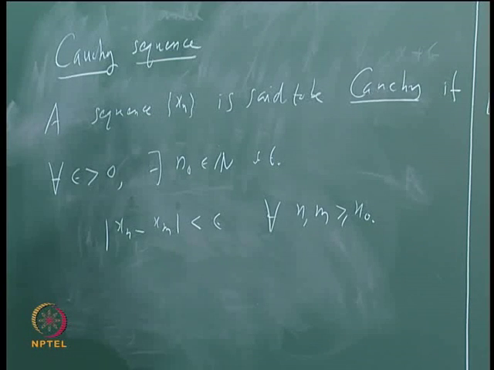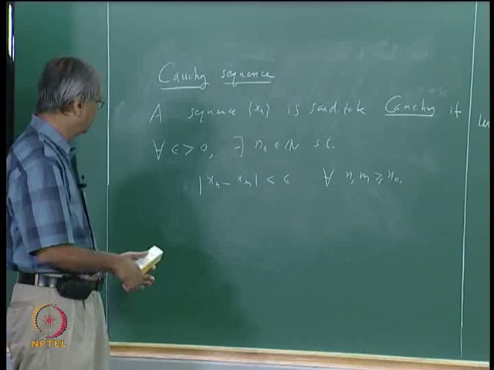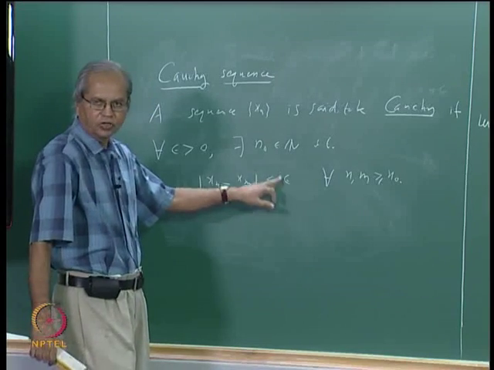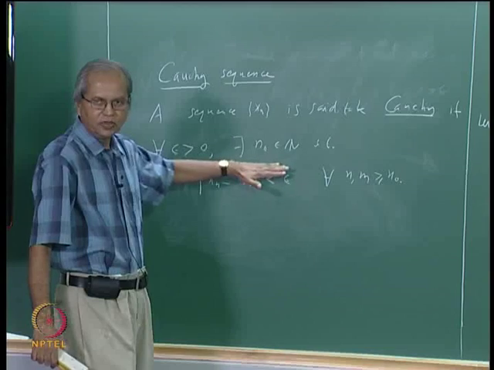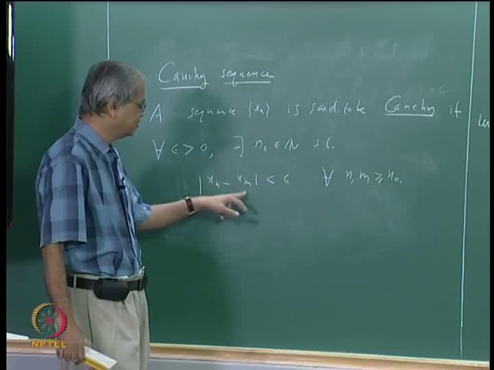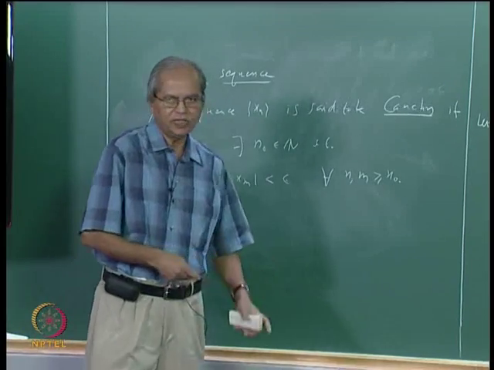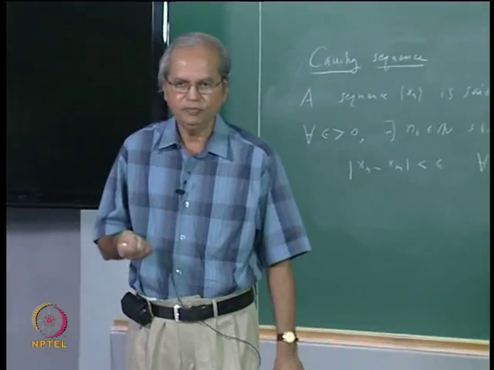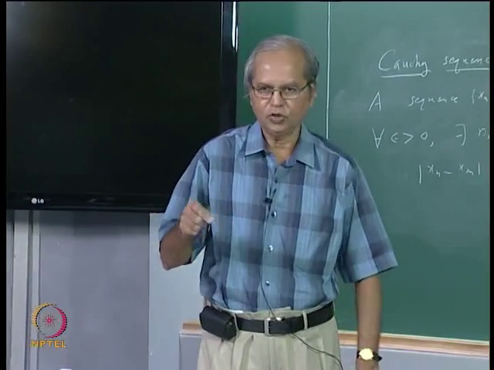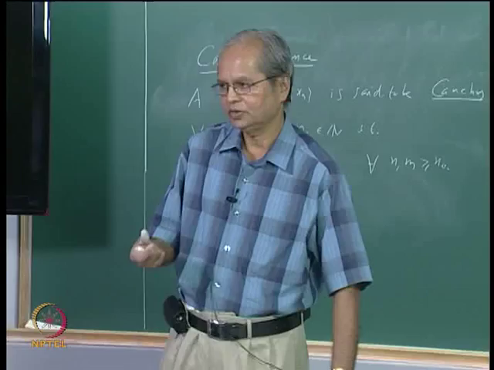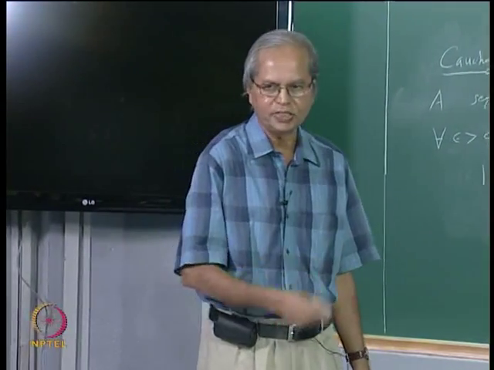What does this mean? Given any epsilon, see there is no idea of limit involved here. What it means is that given any epsilon, the terms of the sequence x_n and x_m come arbitrarily close to each other for large values of n. For large values of n we can make the difference between x_n and x_m arbitrarily small by taking n and m big enough. Roughly speaking, when we say that a sequence is convergent, it means that for large values of n all x_n go close to that value x. Whereas for Cauchy, it means that for large values of n and m the elements x_n come close to each other.